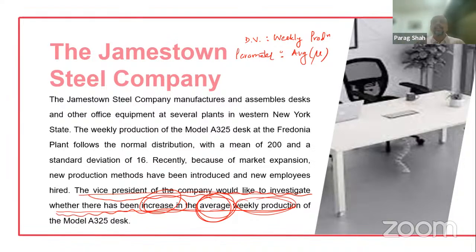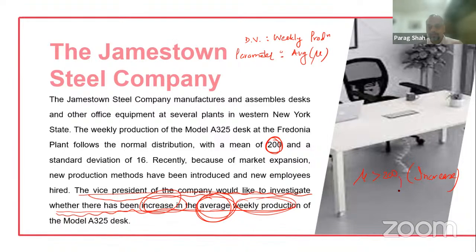You can say, yeah, there is an increase. Suppose you say there is an increase. I say there is an increase. What was the initial weekly sales? Their initial weekly sales was 200. I am saying it has increased. Increase means what? Mu greater than 200. Make sense? I am saying it has increased. So what was before? Before it was 200. Now it has increased means mu greater than 200.